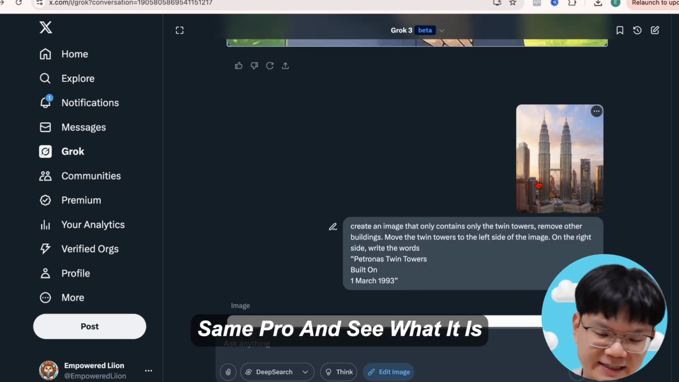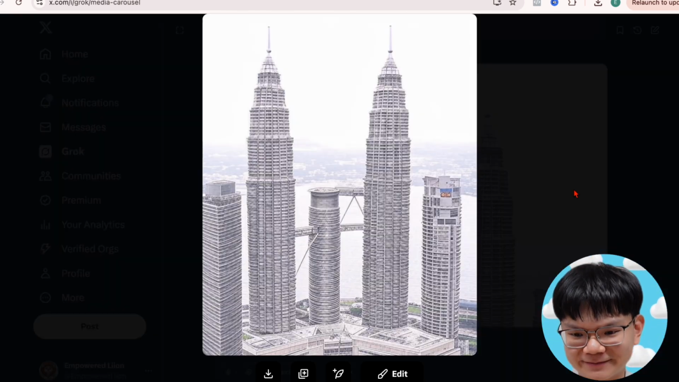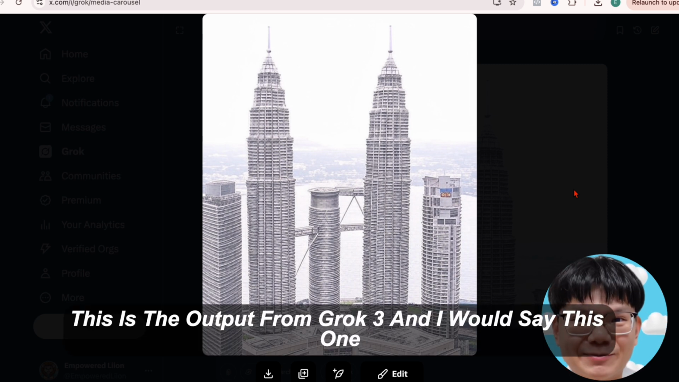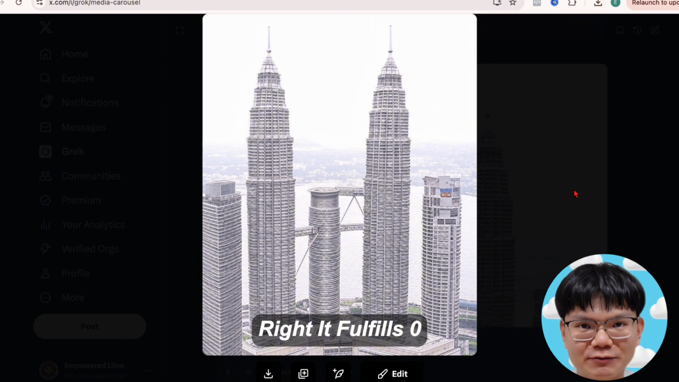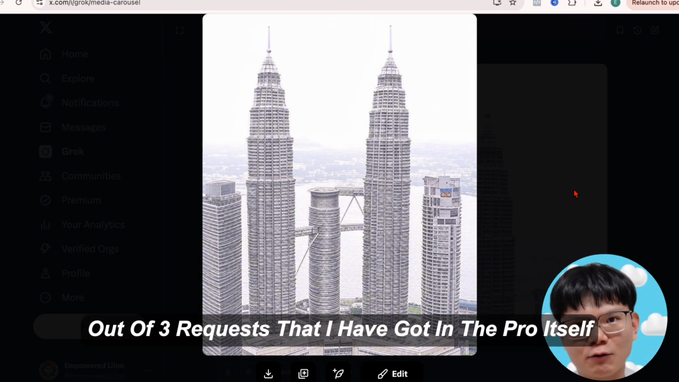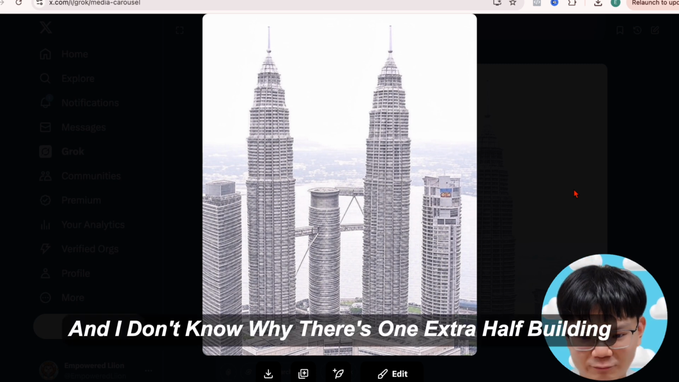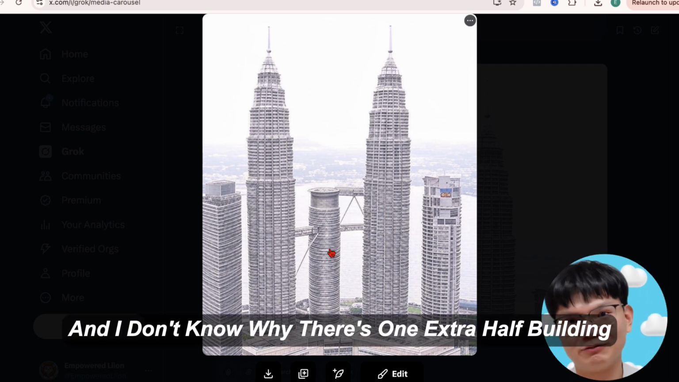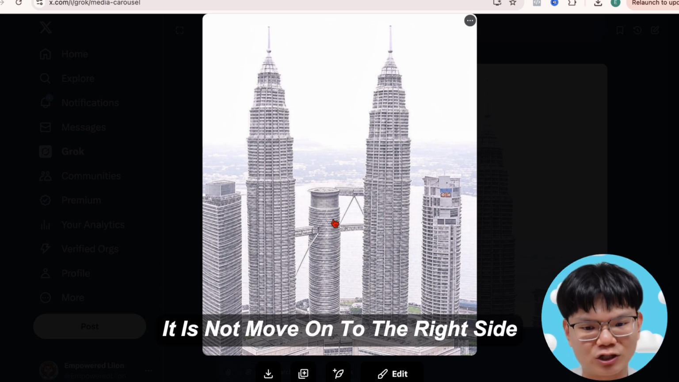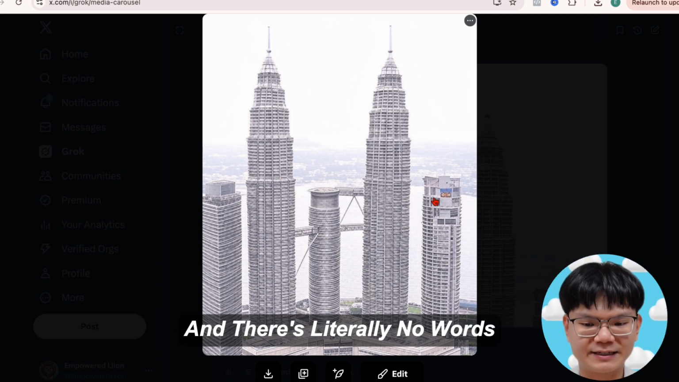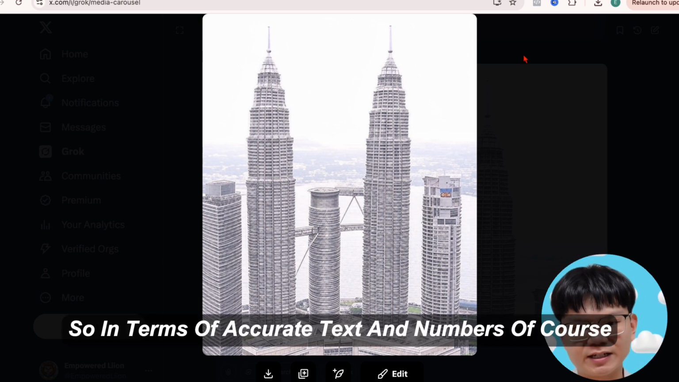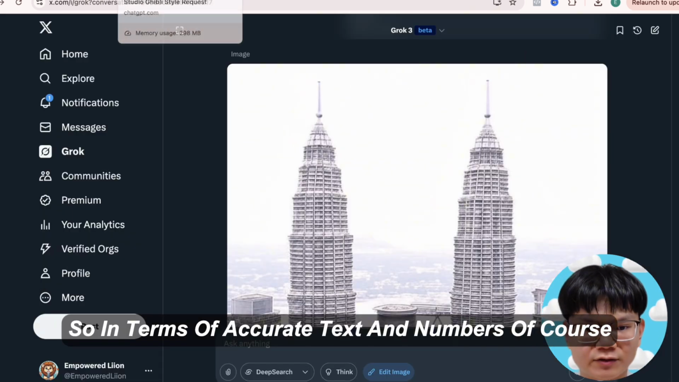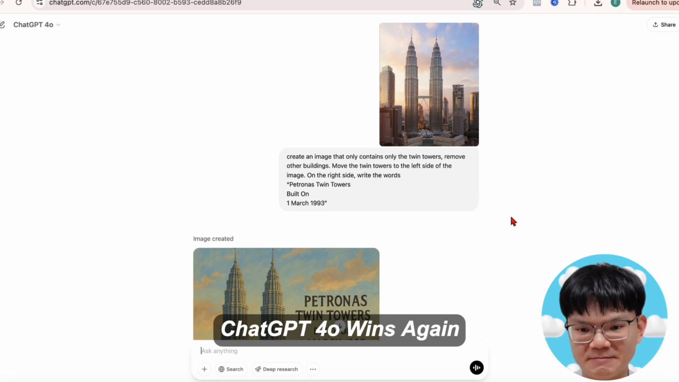Let's move on to Grok 3. Same picture, same prompt, and see what it gives. Now this is the output from Grok 3. And I would say this one fulfills 0 out of 3 requests that I had in the prompt. And I don't know why there's one extra half-built building in the middle of the Twin Towers. It is not moved to the right side, and there are literally no words, no numbers here at all. So in terms of accurate text and numbers, of course, ChatGPT-4o wins again.